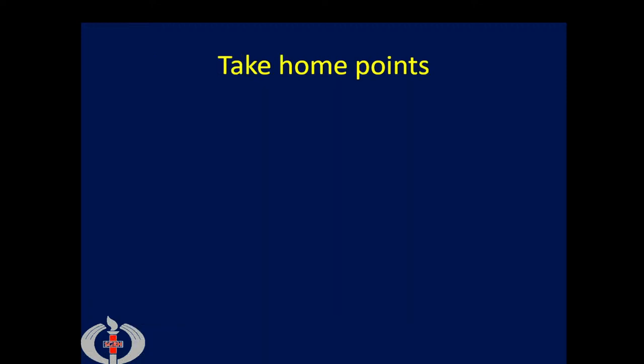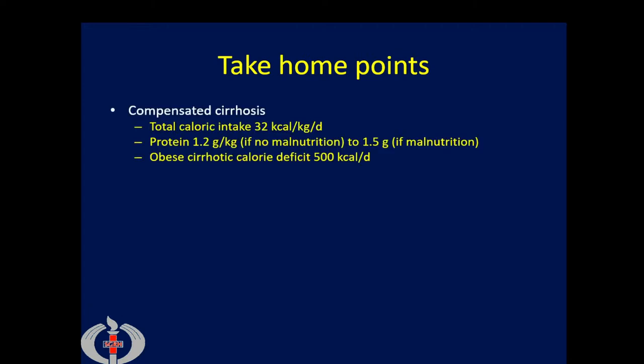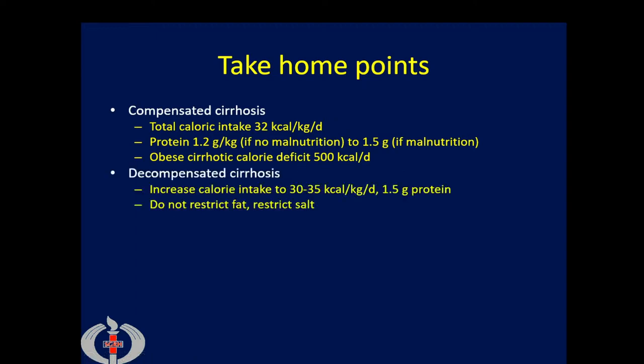So, take home points, ladies and gentlemen. For compensated cirrhotic patients, the total caloric intake has to be increased to about 32 kilocalories per kg per day. Protein intake should be 1.2 grams per kg if no malnutrition, or 1.5 grams per kg if there's malnutrition. And in obese cirrhotic patients, there should be a caloric deficit of 500 kilocalories. For decompensated cirrhosis, increase the caloric intake even further up to 35 kilocalories per kg per day, 1.5 grams of protein. Do not restrict fat, but moderate restriction of salt intake.